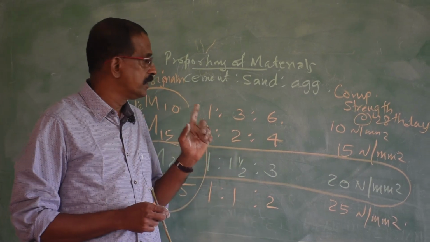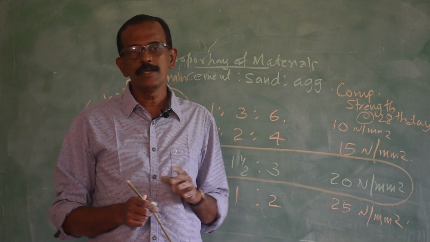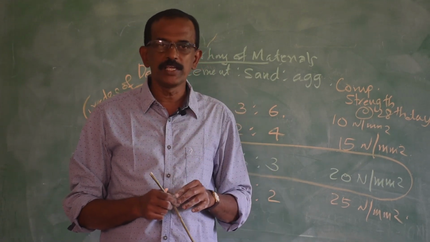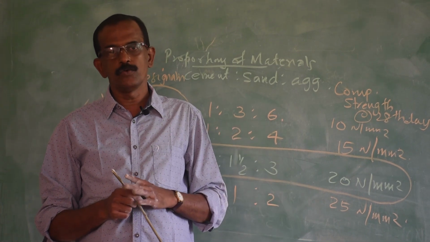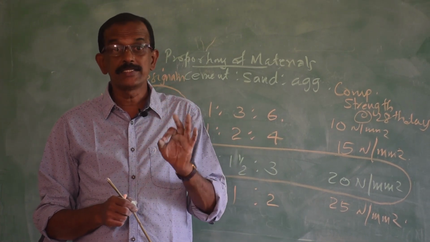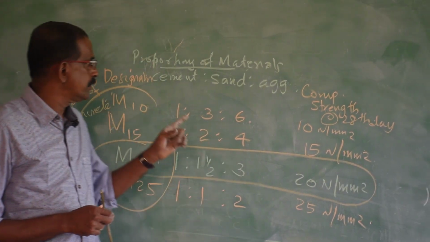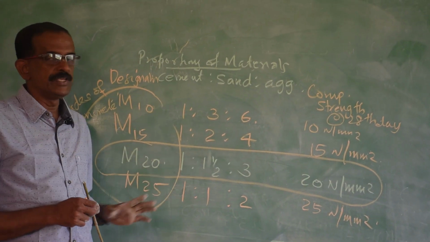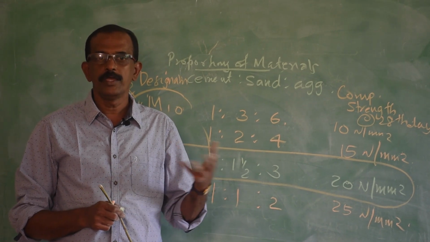Then we have seen PCC and RCC, plain cement concrete and reinforced cement concrete. What is the purpose of putting steel rod in concrete? To take care of the tensile force, or to arrest tensile failure or tensile cracks. Then we have seen the proportioning of materials for making concrete: M10, M15, M20, M25.